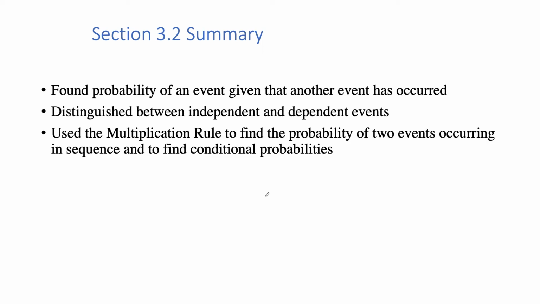So that basically covers section 3.2, right? It talks about conditional probabilities, in the sense that we found the probability of an event given that something else has happened. We determined how to distinguish between independent and dependent events, right? And then we applied the multiplication rule to find some probabilities. Okay. All right.